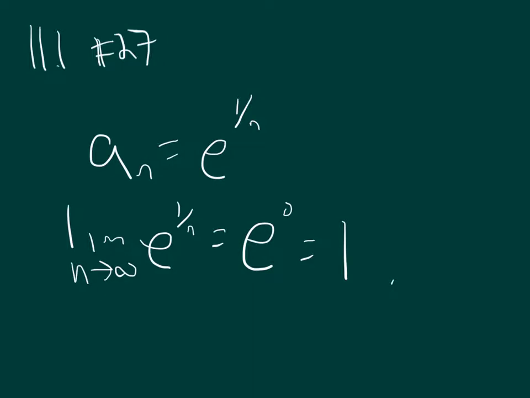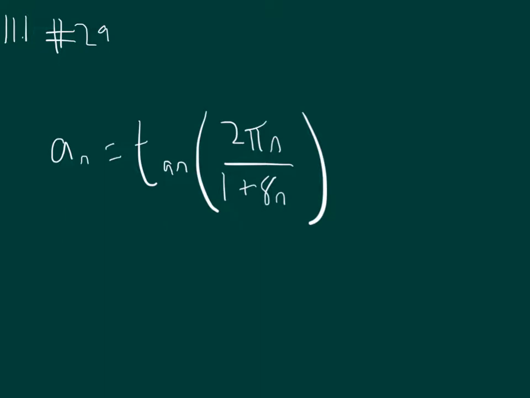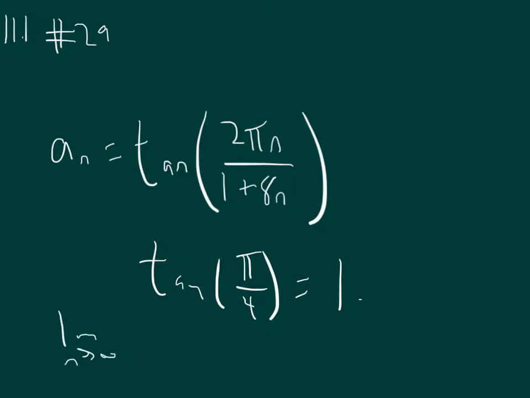Excuse me, this sequence is convergent, and it converges to 1. Okay, so number 29, if you look at this one, as n goes to infinity, the argument of this tan, this part here, well, this 1 isn't going to matter much, and so this is going to converge to 2 pi over 8, which is pi over 4. And we know that the tangent of pi over 4 is equal to 1. So the limit as n goes to infinity of a sub n is going to equal 1.